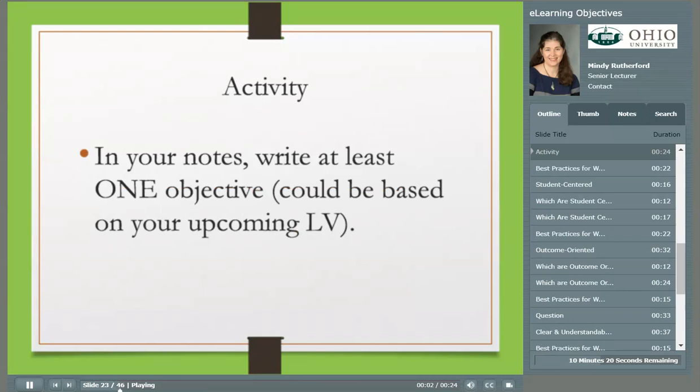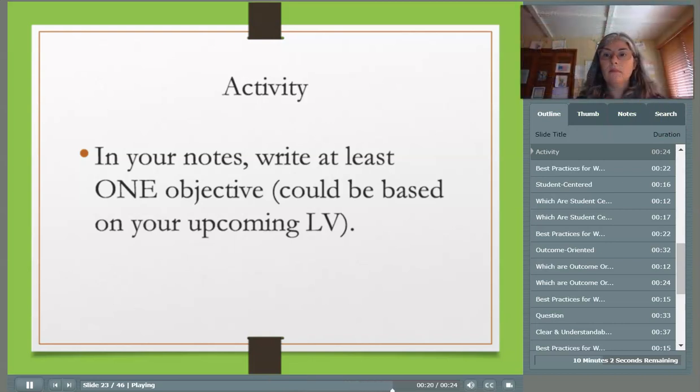Here's an activity that we typically do in class, but it can be just as beneficial from home with an online module. In your notes, simply write one learning objective. It could be for anything. It could be for our upcoming project. And then once we cover how to write objectives, I'm going to give you a chance to edit it. This type of activity can be quite helpful.